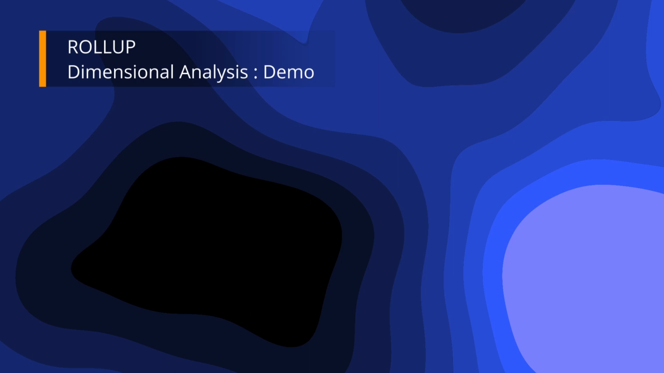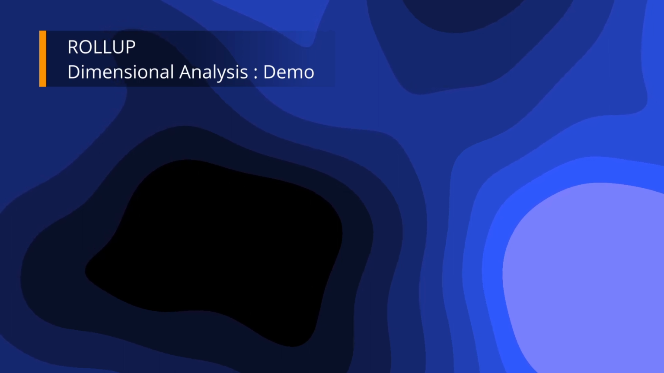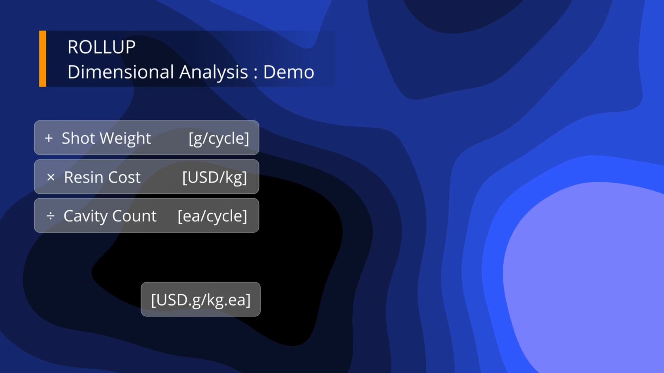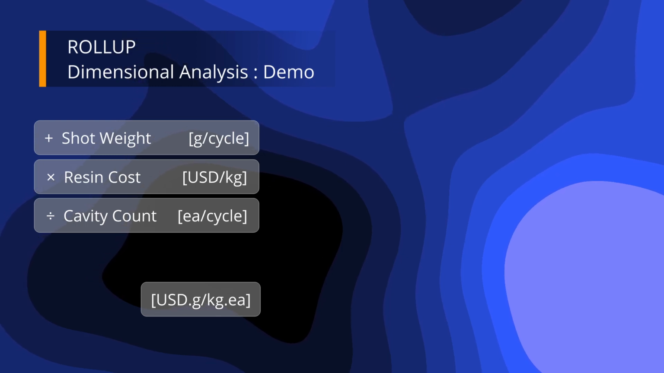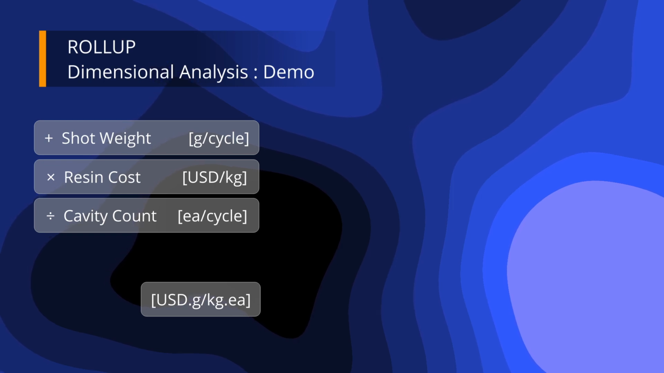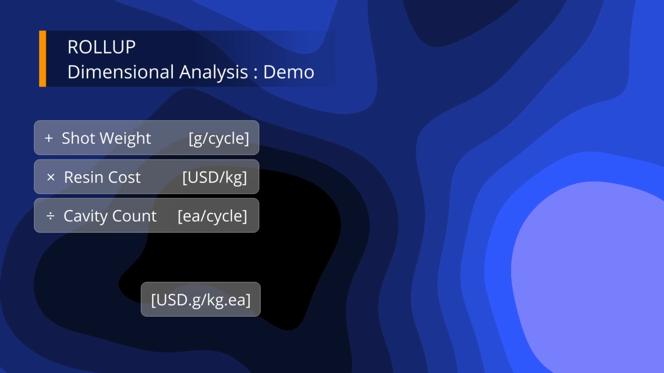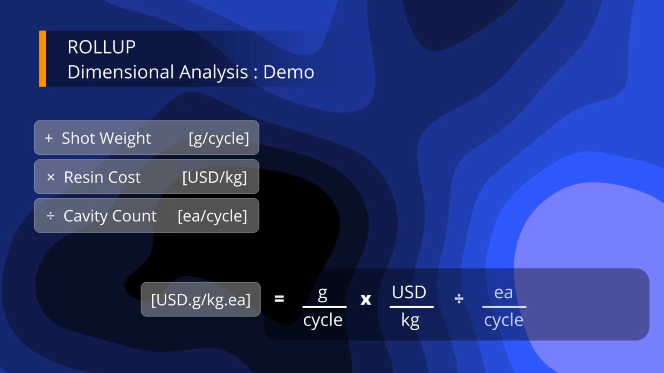To illustrate how it works, consider the formula used for calculating the resin cost for injection molding. You can see here that we're multiplying the shot weight attribute in grams by the attribute for the price of the resin in dollars per kilogram, then dividing by the attribute for the cavity count in each per cycle. I've extracted the units on my scratchpad so you can see how dimensional analysis works behind the scenes.